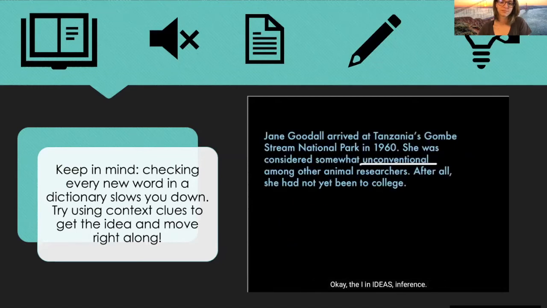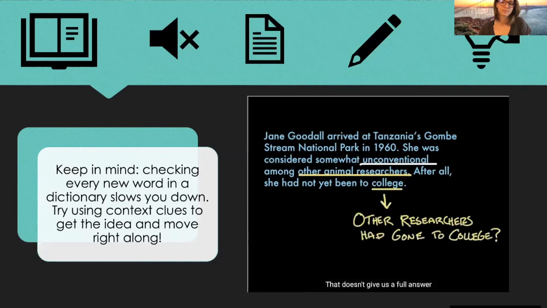Okay, the I in IDEAS, inference. We can draw conclusions from the context. If we don't know what unconventional means, we can take a look at the rest of the sentence or other nearby sentences to figure it out. Being unconventional seems to make Goodall different from other researchers. She hadn't yet been to college, which implies that the rest of them had. That doesn't give us a full answer, but it does tell us that she's different somehow. So I think that unconventional might mean different than what is normal. And because I'm making an inference about this word's meaning, I want to keep an eye out for it in other places to see if I can confirm or revise that working definition later.